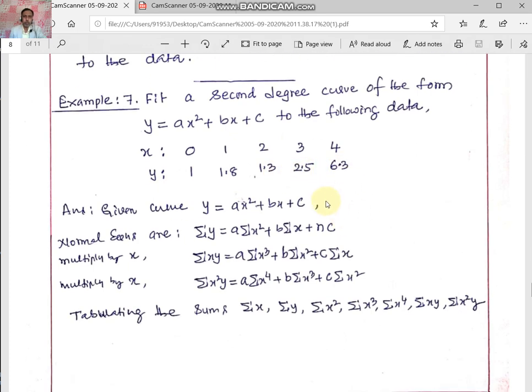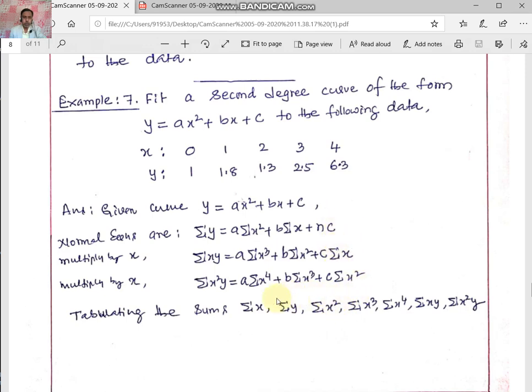Now, let us rewrite the given curve. Y is equal to ax square plus bx plus c, and n is 5 terms, 5 values. Here n is equal to 5. Normal equations are written as I told, applying sigma on both sides, multiplying by x throughout, and then once again multiplying by x, then we get these three equations called the normal equations.